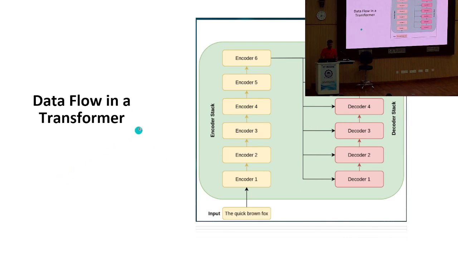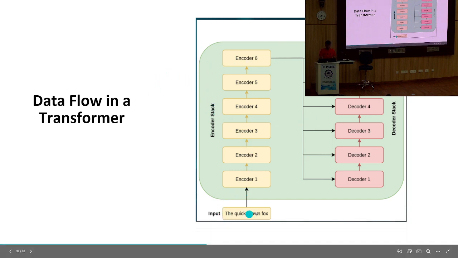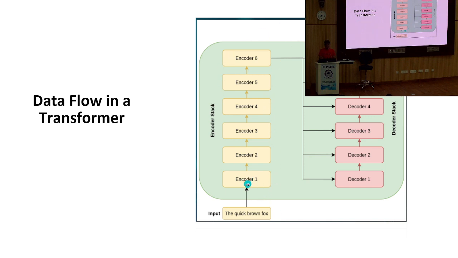So now we will look into the transformer. The higher level view of the transformer. What is a transformer? First you take the input sentence, the quick brown fox, and you have to translate the sentence. What we will do first, it will go to the multiple encoder blocks. It will go to the first encoder block, then second, and so on. There can be multiple encoder layers.